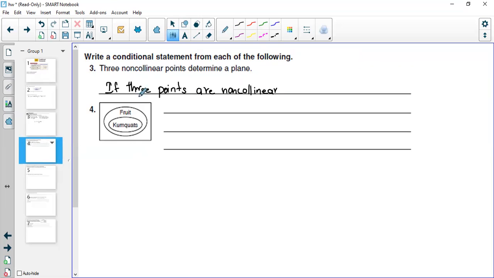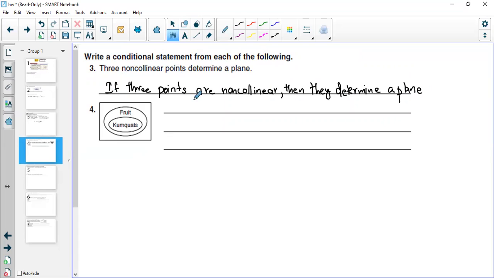So if 3 points are non-collinear, then, because you're writing a conditional statement, you have to use the words if and then. So if 3 points are non-collinear, then what will happen? Then they determine a plane. This is how you write a conditional statement. If this kind of statement is given, you must insert the words if and then to write a conditional statement.